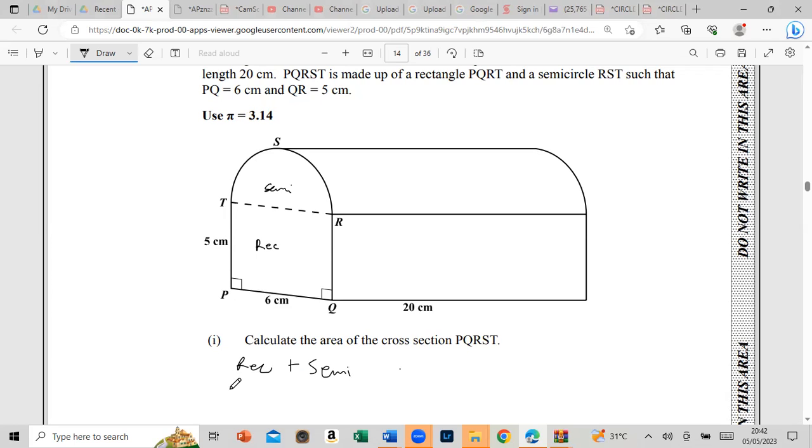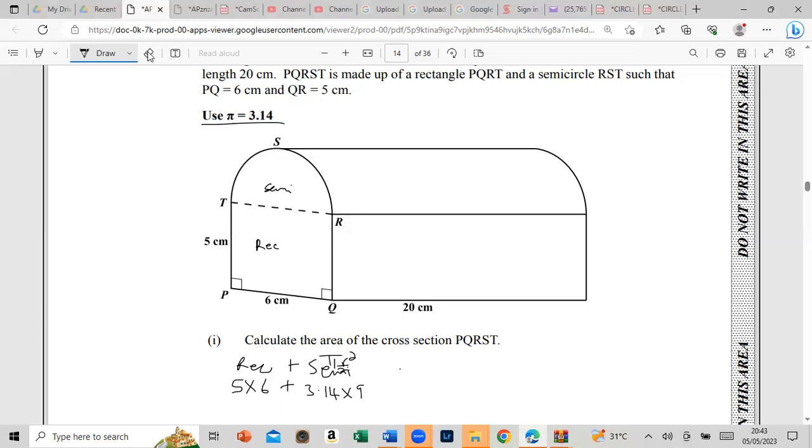For the rectangle, it's very easy. That's length times width. That's 5 times 6, plus it's half of a circle, so that makes it pi r squared. But since it's a semicircle, we're going to be dividing by 2. It's half of it, alright? So they said take pi to be 3.14, so we have to obey them, right? So it's 3.14 times 9.